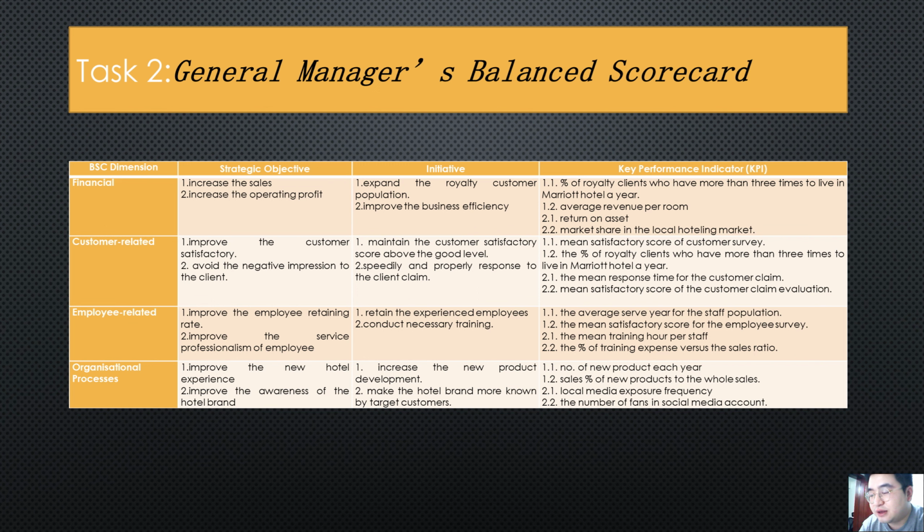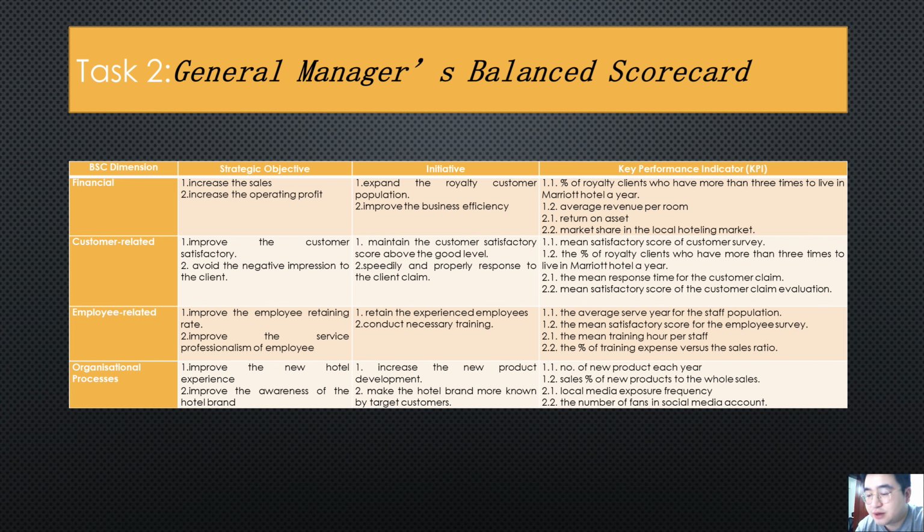Another initiative is to conduct necessary training, by which we have two KPIs: mean training hours per staff and the percentage of training expense versus the sales. So for the organizational process dimension, we have two strategic objectives: to improve the new hotel experience and to improve the awareness of the hotel brand. To realize this objective, we have two initiatives.